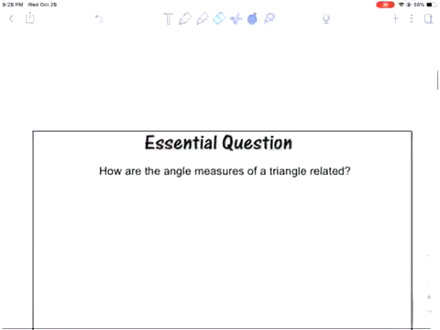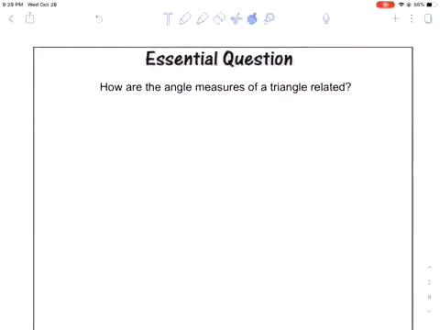Hello everyone, this is section 5.1 of geometry, and we're going to learn how angle measures of a triangle are related. We're going to be using a lot of theorems today, so make sure you pause the video as we go so you can get them written down.